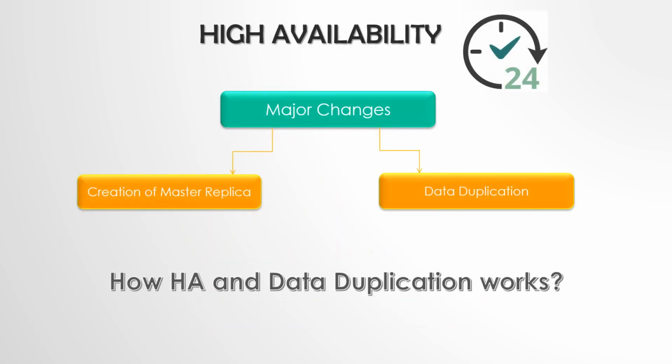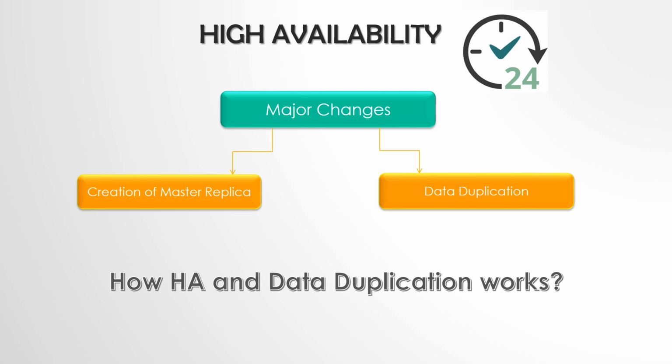Now let's look into the high availability feature of vROPs. Enabling HA makes two major changes. First is the creation of a master replica, and the second is that the controller layer is going to duplicate all the sharded data into both the GemFire cache and the GemFire persistence layer.